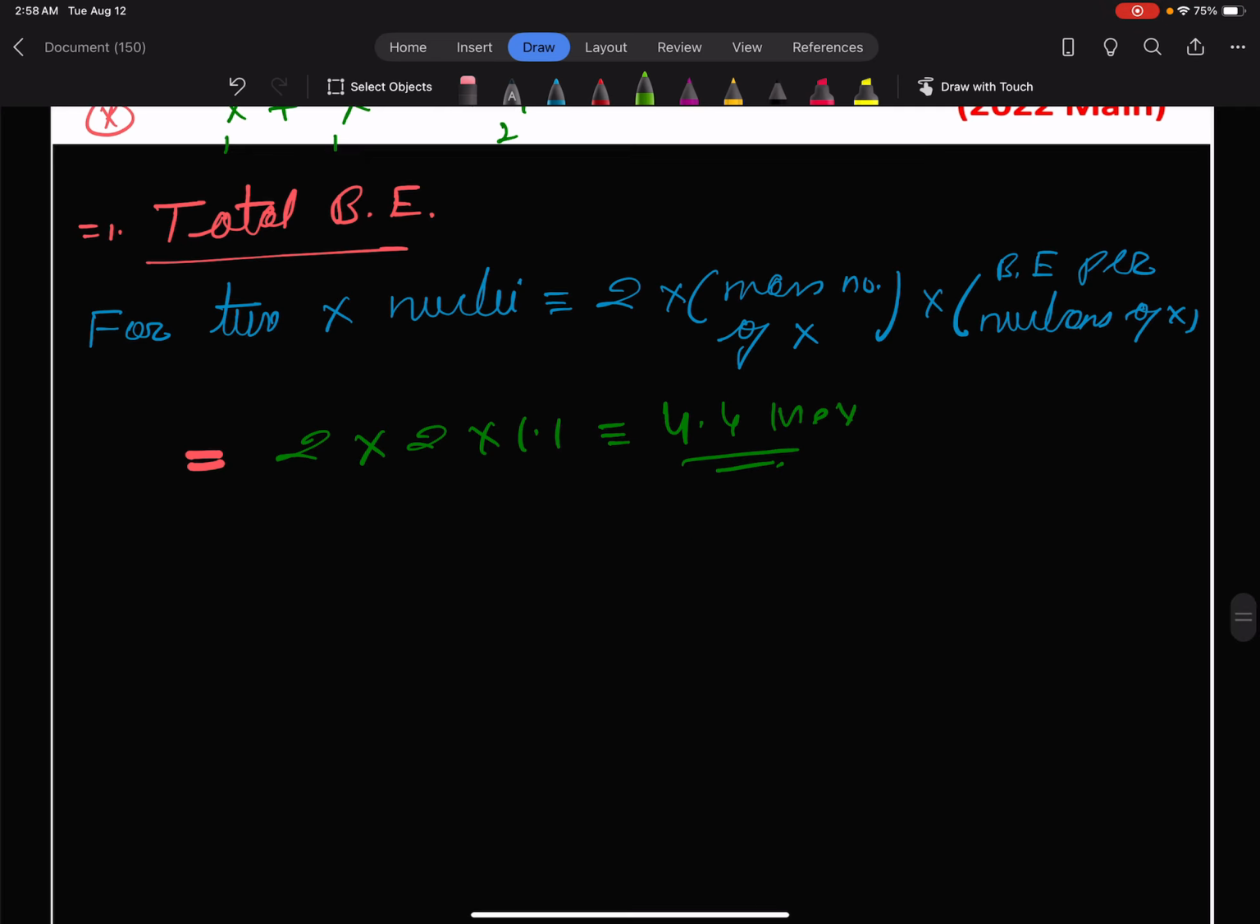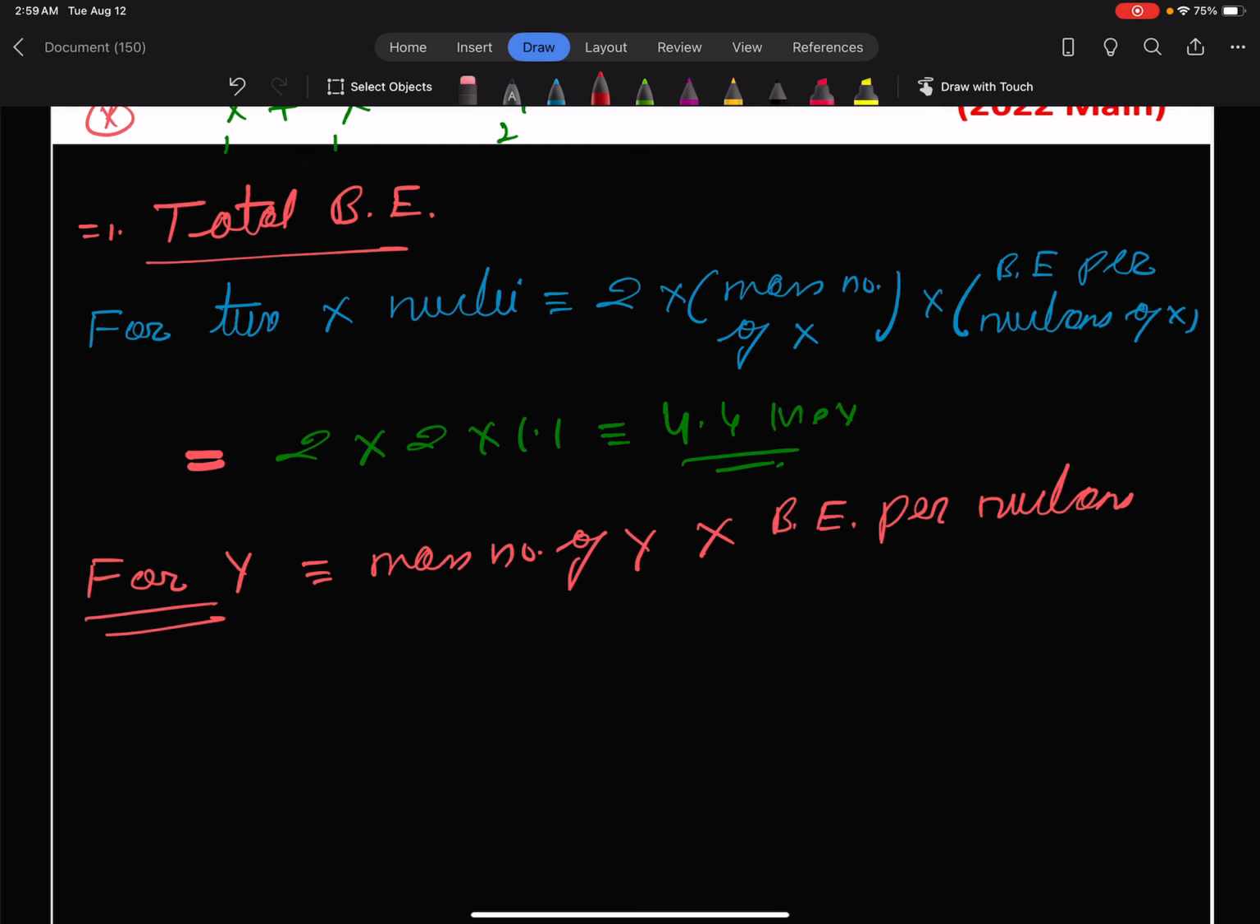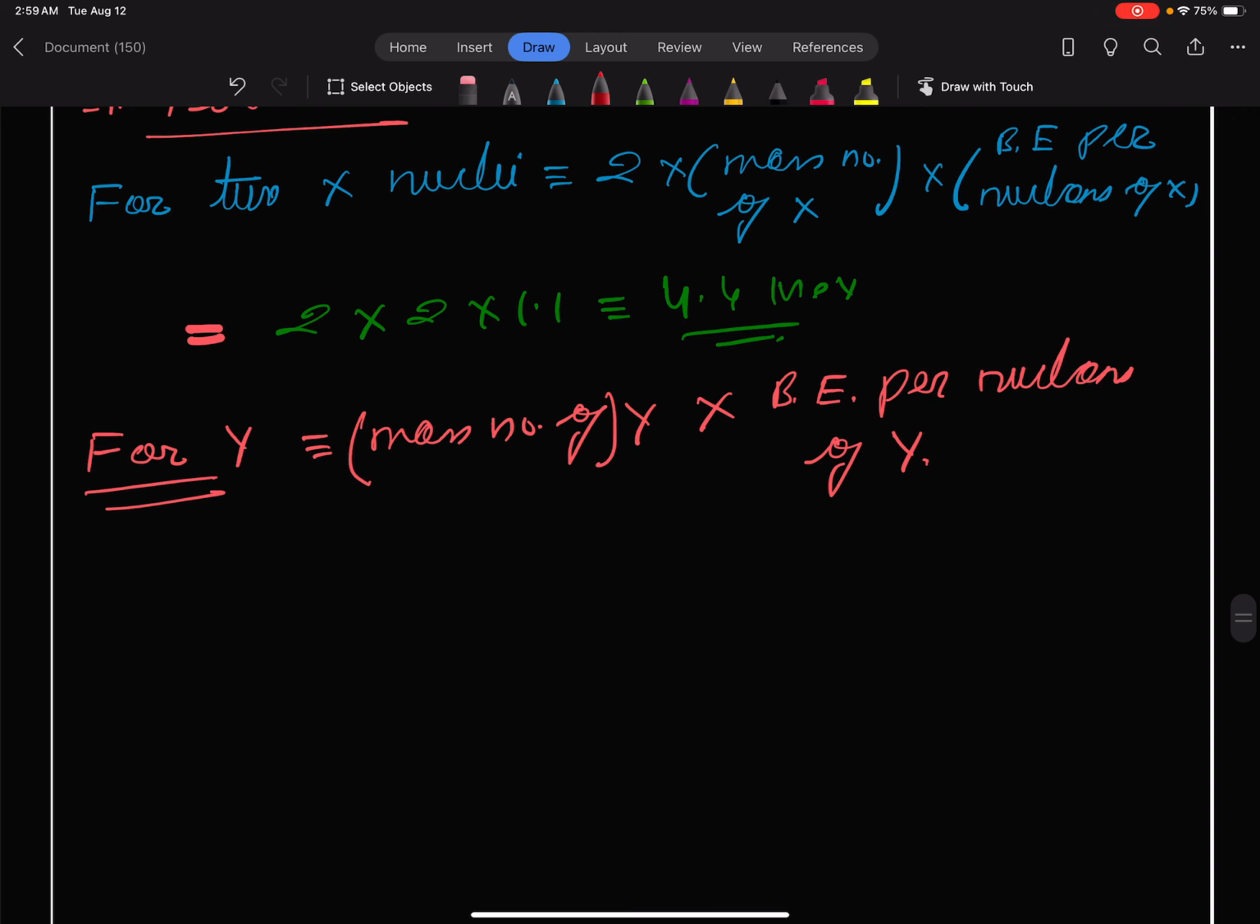Similarly for Y, because the product is single, it will be only the mass number of Y multiplied by the binding energy per nucleon of Y. This will be equal to 4 into 7.6, giving us 30.4 mega electron volt.